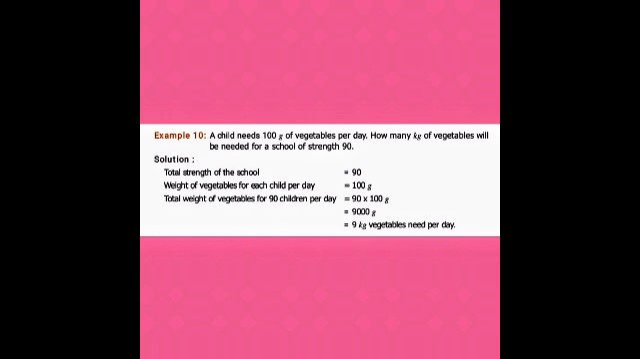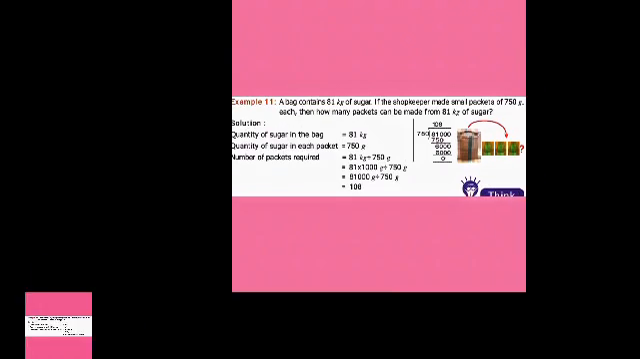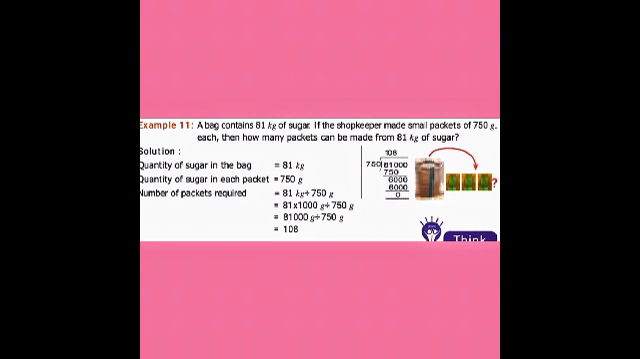Yes. Let's see the next example. Example 11. A bag contains 81 kg of sugar. If the shopkeeper made small packets of 750 gram each, how many packets can be made from 81 kg of sugar? They are saying that a sack has 81 kg of sugar, and it is converted into smaller packets.